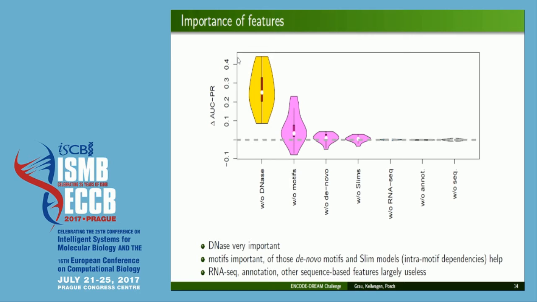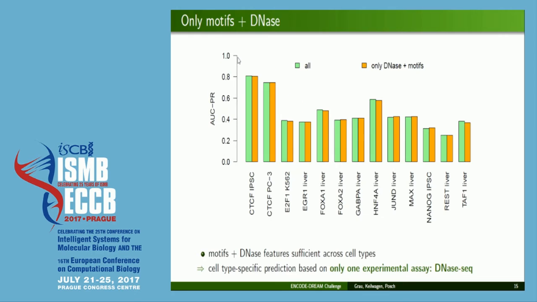And we also tested the RNA-seq-based features, annotation-based features, and sequence-based features. And at least in our model and how we do it, they are basically useless. So then the next idea would be, if those features are all largely useless, why can't we come up with a model that just uses DNase features and motifs and ignores all the others?